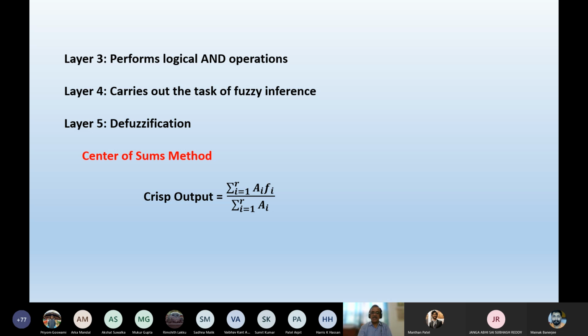Layer 3 performs a logical AND operation. All of you know this is the mean operator. Layer 4 carries out the task of fuzzy inference, and layer 5 is the defuzzification. Now, to design the transfer function of layer 5, we'll have to take the help of some method of defuzzification, say center of sums method, centroid method, mean of maxima method, and so on. Here we use the center of sums method, and all of you know how to find the crisp output according to it.